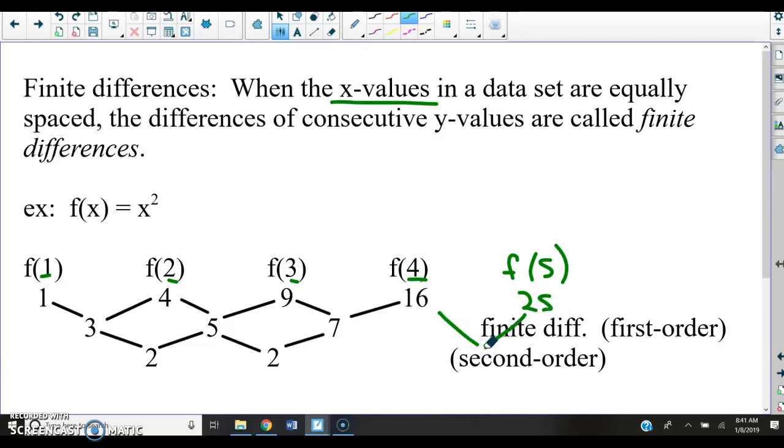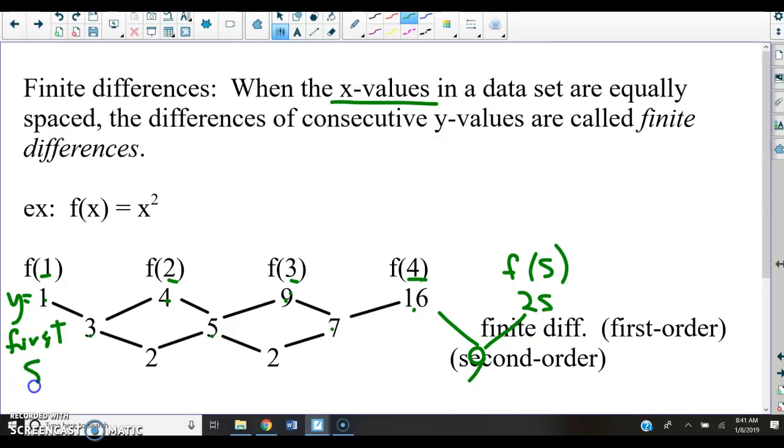Okay. So notice this is the y value: 1, 4, 9, 16, 25. The first difference is when you take 4 minus 1 and get 3. 9 minus 4 is 5. 16 minus 9 is 7. 25 minus 16 would be 9.